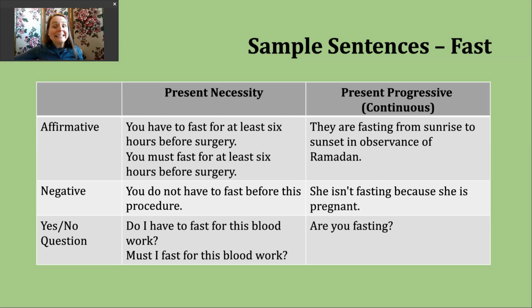Now, if I want to make a negative present progressive sentence, what I want to do is, again, start with my form of be, whichever form matches my subject. Okay, so I go subject, be verb, not, and then my ing verb. So an example here, she isn't fasting because she is pregnant.